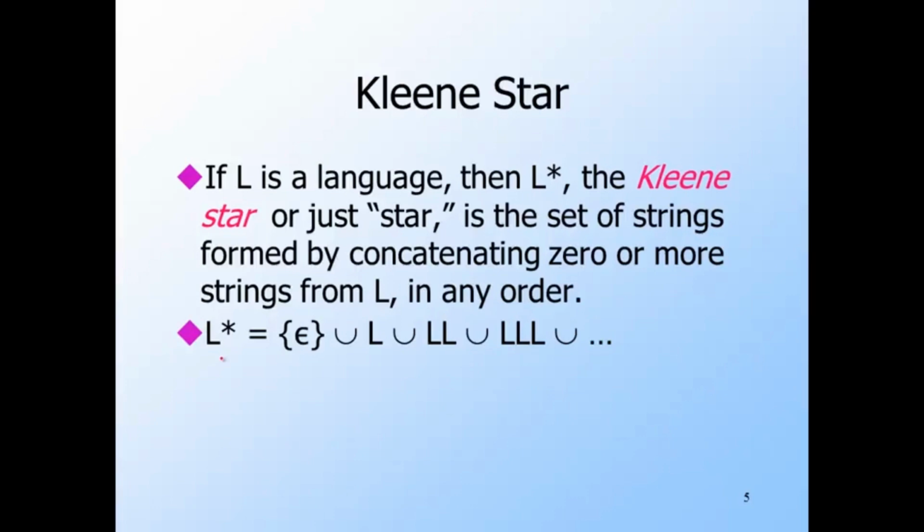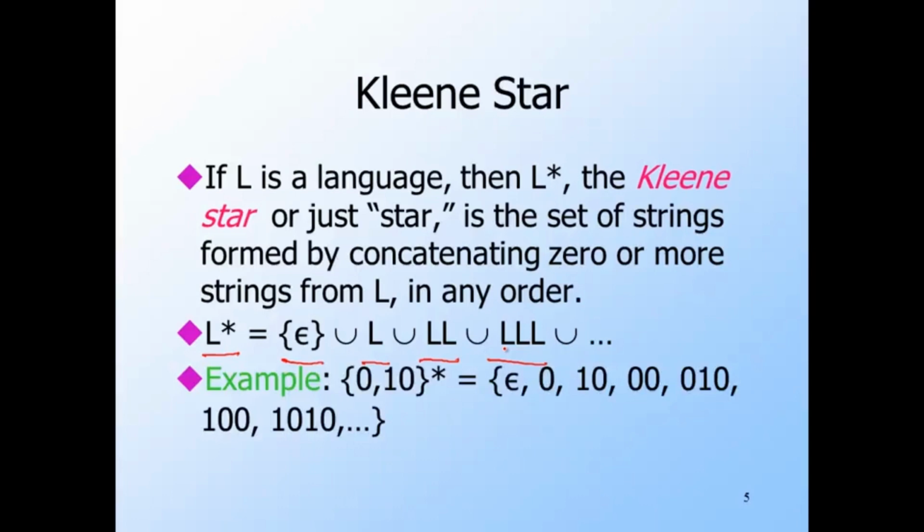Thus, L star would consist of the set containing the empty string. The empty string is always in the star of any language, because that represents no choices of string from L. Then union with L itself. And then we can take two strings from L, so we take L concatenated with L. We can take three strings, and so on. Any numbers from L. Anything you can form by concatenating any number of strings from L will be in the language L star.